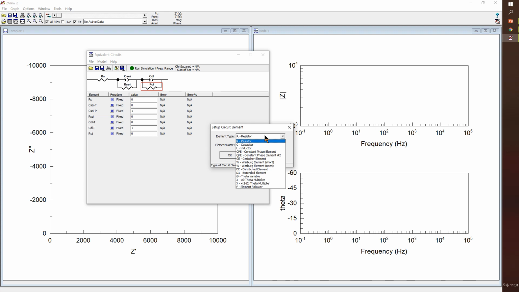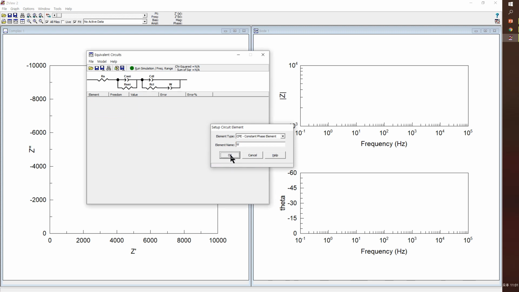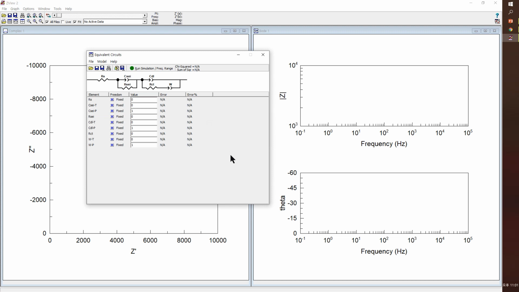But here's the Warburg, right? But you don't need to use the Warburg impedance. Please use the constant phase element. Constant phase element would cover the capacitance and also Warburg impedance. CPE. And let me say Warburg. Okay, that's it. This is the equivalent circuit model for the anode material, lithium intercalation into anode graphite for lithium-ion batteries.